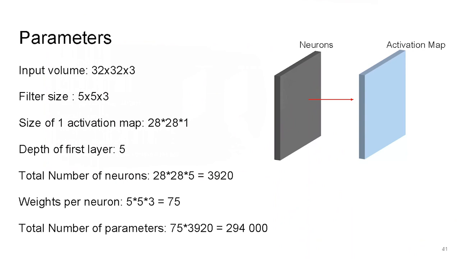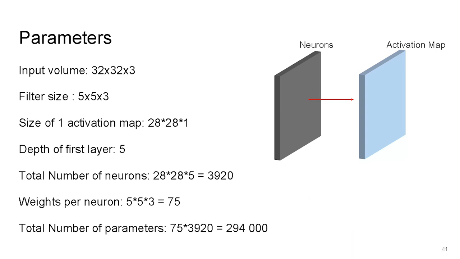If we have an input volume of 32 by 32 by 3, which is our original image, and a filter size of 5 by 5 by 3, then the size of the activation map that would be produced would be 28 by 28 by 1. Then, in that case, we also said we have 5 different neuron layers that perform 5 different convolutions. Then the total number of neurons would be 28 by 28 by 5. And then the weights per neuron are 5 by 5 by 3, which is 75.